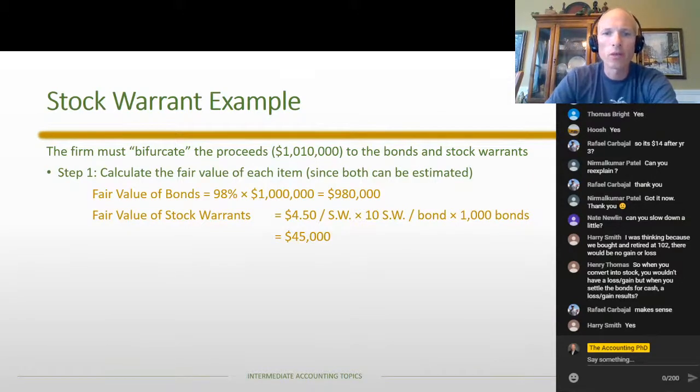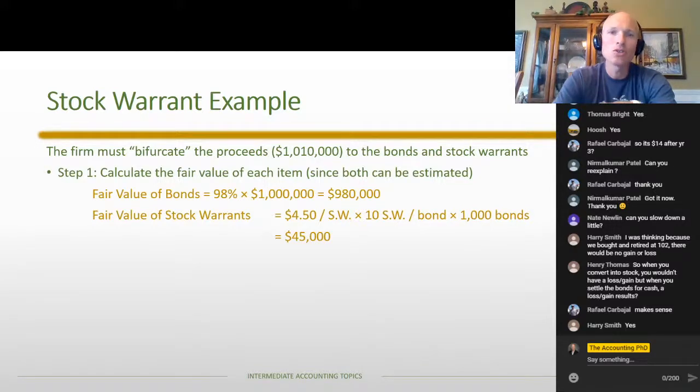Now, the way I think about this is, if each of these fair values was precise, in other words, they were spot on, each estimate was 100% correct, then the proceeds that I would have received should have been $1,025,000, because I would just add them up, and that's what I should have received. But for some reason, I only received $1,010,000. Maybe it was a discount that was given because they issued both, or maybe the estimate for the bonds and the stock warrants weren't exactly 100% right.